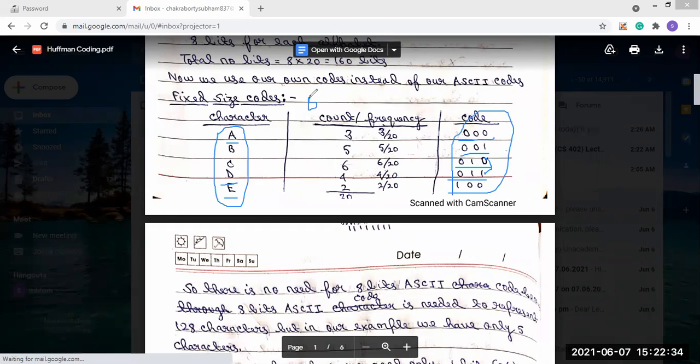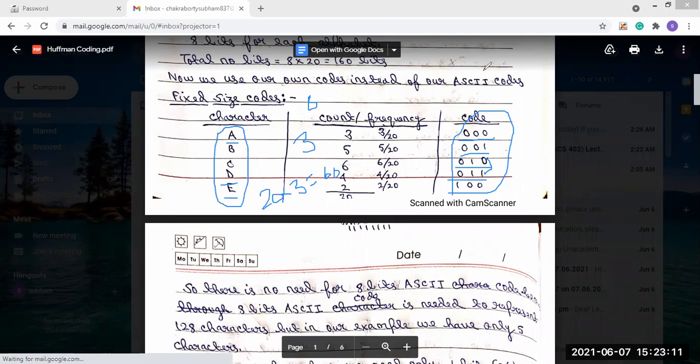Previously, 8 bits were required for each character. Now for each character, 3 bits are required. So what will be the total length of the message? Instead of 160, it will now be 20 times 3, which is 60 bits only. So the message length is reduced to 60 bits if we use this format.